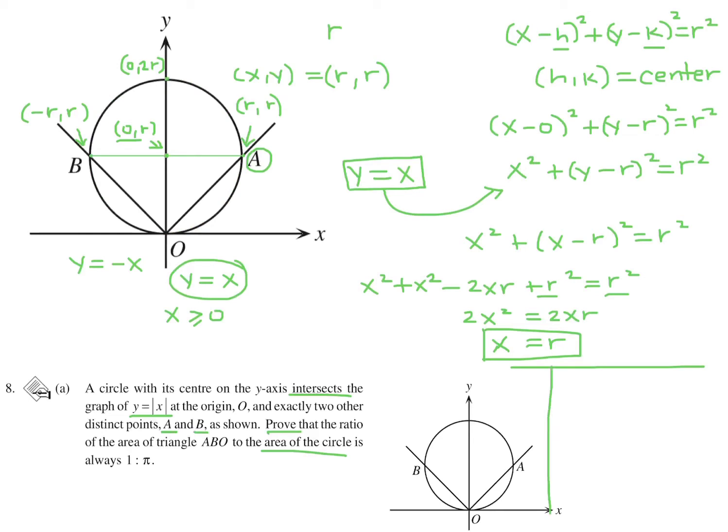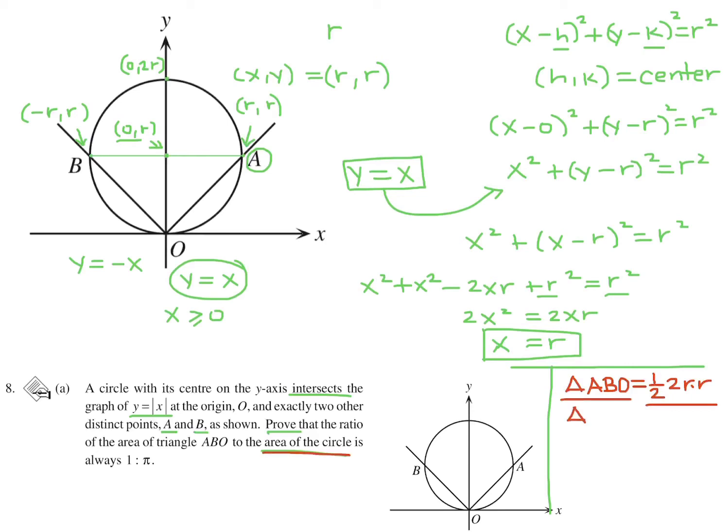So what is the area of the triangle ABO? Well, it's 1/2 base times height. The base is from here to here, and that would be 2r. And the height is from the center to O, which is r. So therefore, we can now divide by our other part, which was the area of the circle.